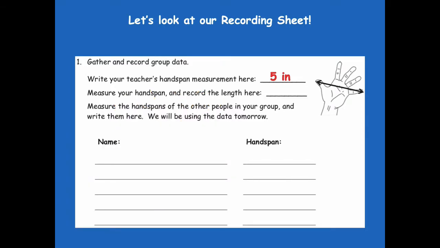All right, friends, so what I want you to do is find at least 4 other people to measure their hand span. And then you're going to record it on the recording sheet. So you would write their name and their hand span. You don't have to do that right now, though. I would keep watching the video, but go back to this part afterwards.